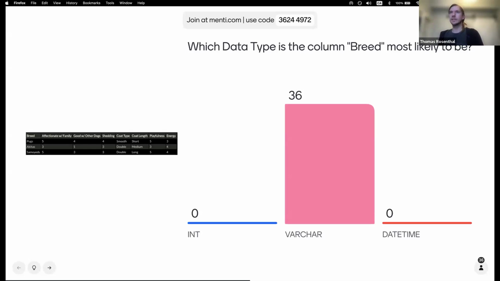Okay, overwhelmingly, everyone has said varchar, right? So it's likely to be varchar because it's text data. Great job. Super easy one. Get us started.